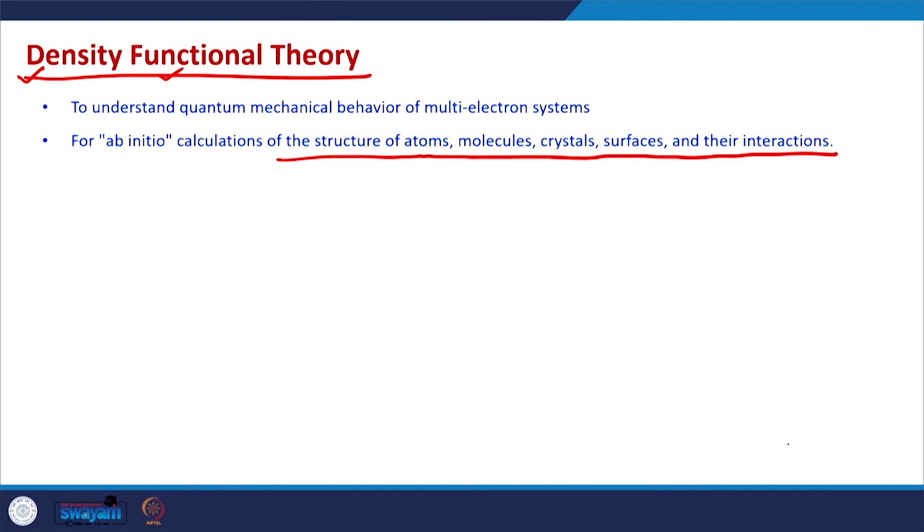So, this is one of the, I would say, most important quantum mechanical methods to understand the electronic structure, electronic properties, and also nowadays magnetic properties of the atoms from first principles.